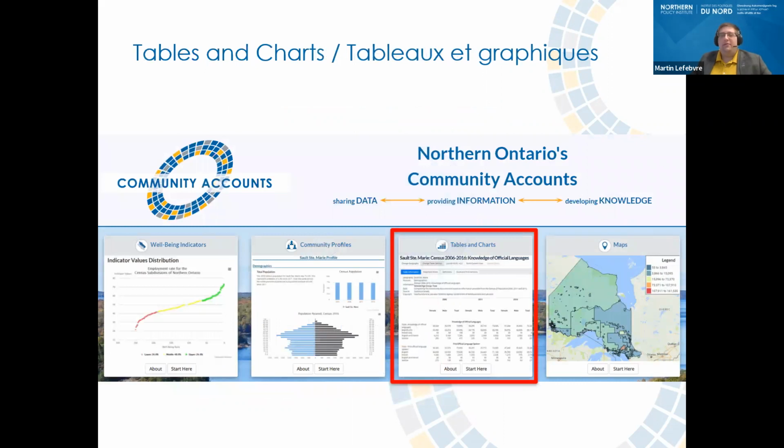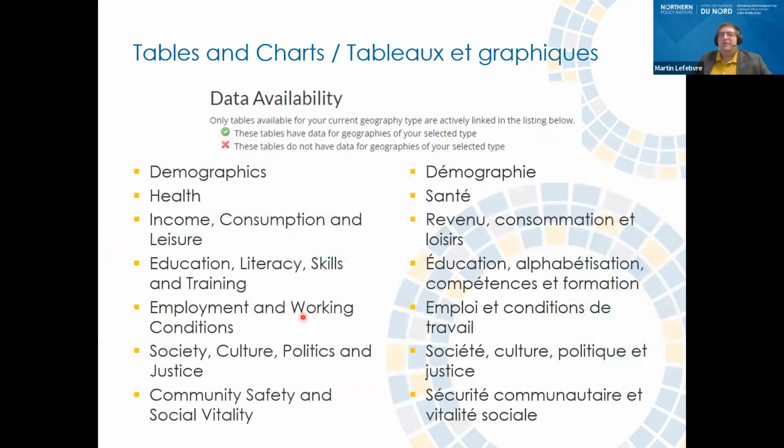So next is the tables and charts. Again, these give you a very wide selection of tables. For every community, you'll see either a checkmark or an X. A checkmark says that we have that table available for you to download. It basically gives you all of the basics that you would get from StatsCan, except instead of searching for multiple tables, we have it in one place for you: demographics, health, income, education, employment, society, culture, and all that.